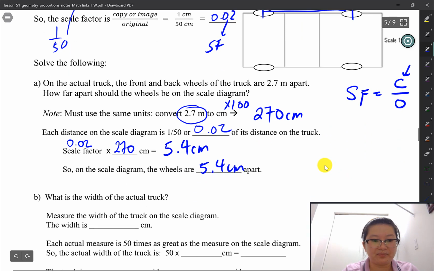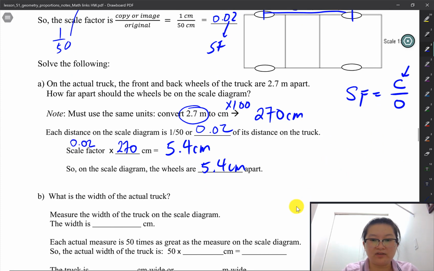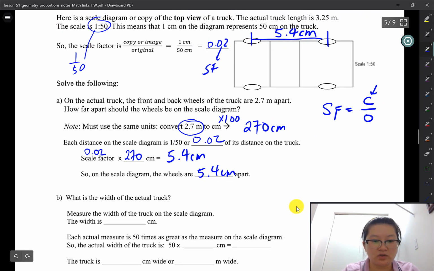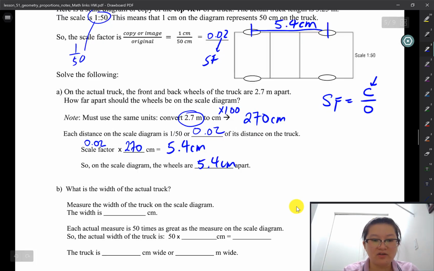Hey, what's this here? This is talking about the width of the actual truck. What is the width of the actual truck? Oh, I have to measure the width of the truck on the scale diagram? Oof. Well, I guess maybe you could measure it on yours and make a number, but guess what? I'm gonna make a number. What number should I make?